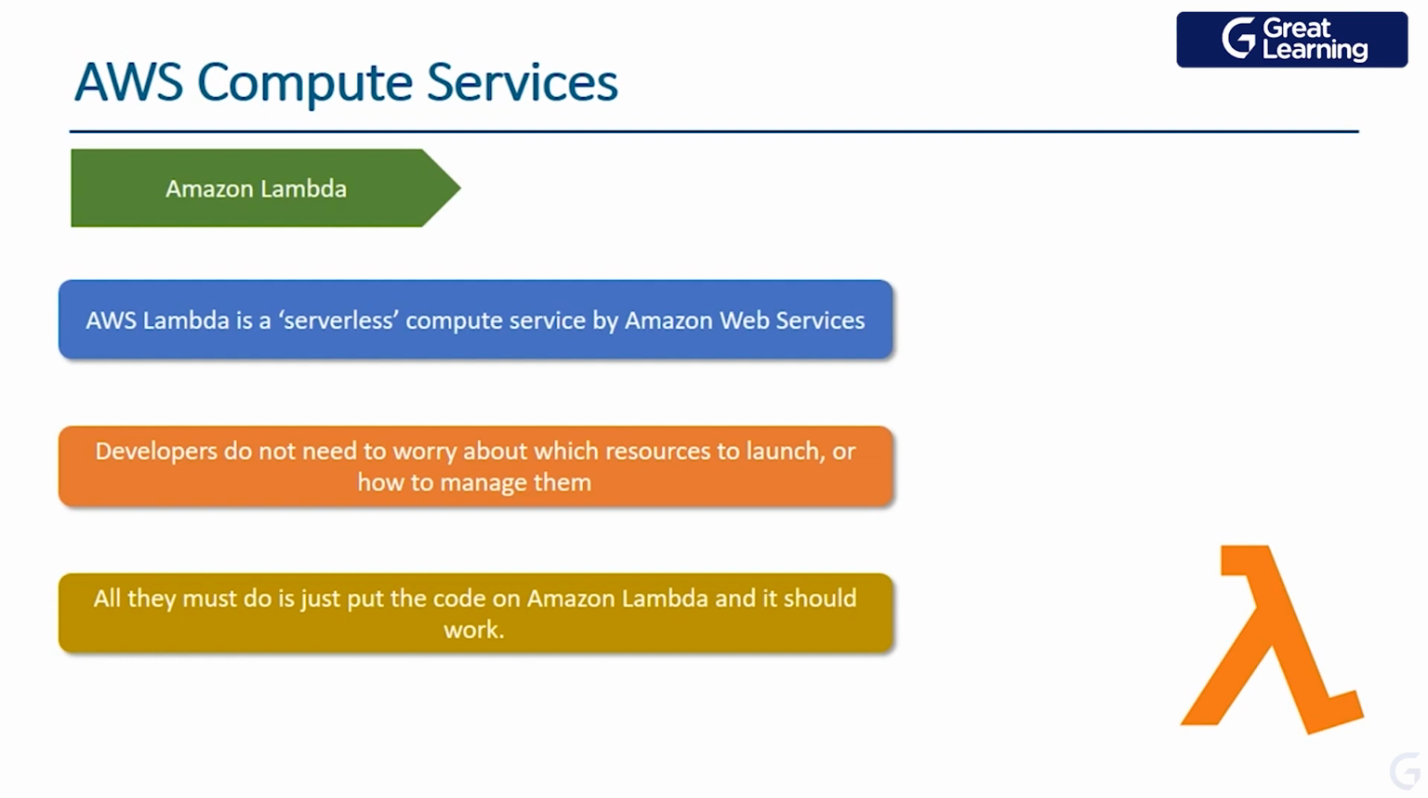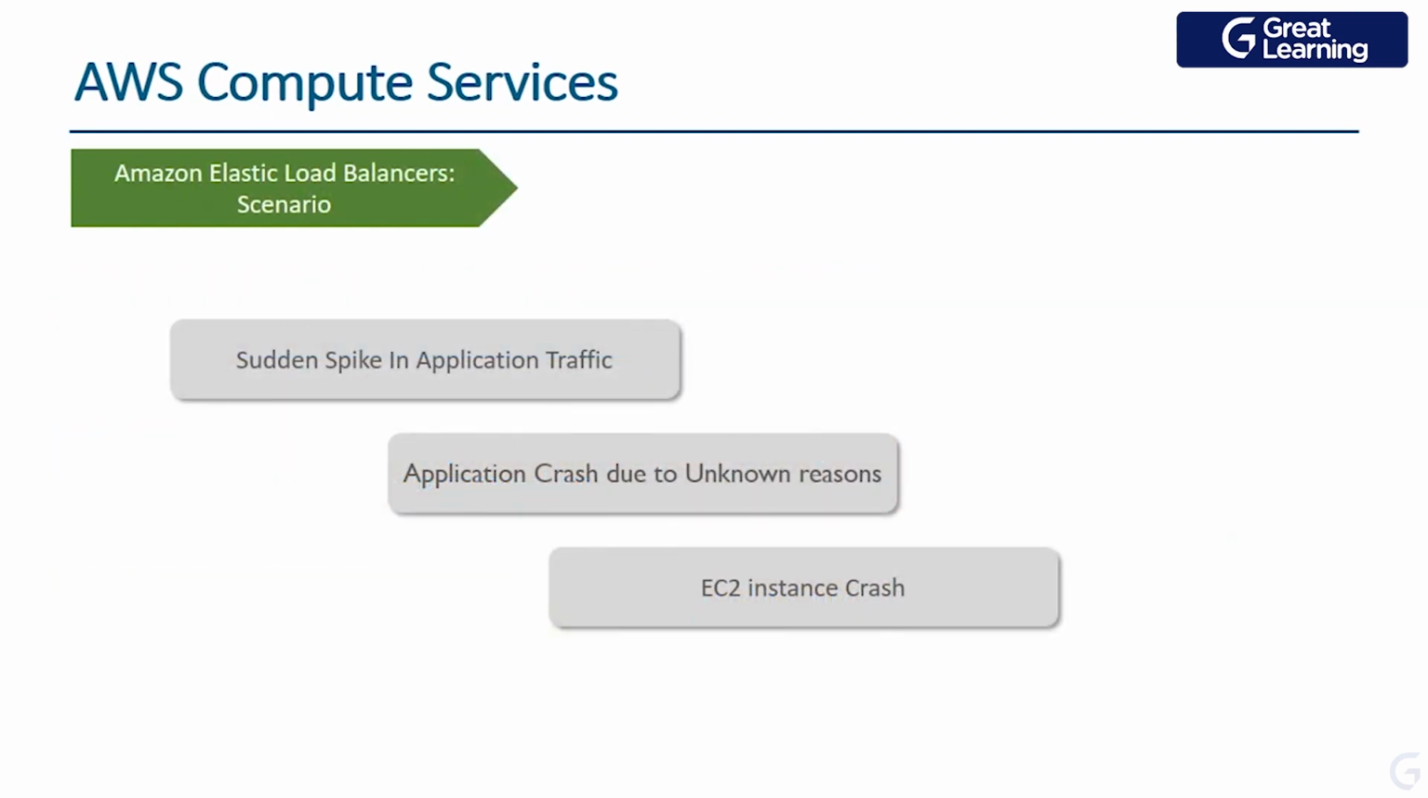Okay. Let us go ahead and talk about the other services that AWS has to offer. One of them is elastic load balancers. Consider this scenario: there could be a situation where your application experiences a spike in traffic. Since there's a spike, your servers could be overloaded and not functioning well. In some cases, your application might even crash for some unknown reason. Or, say, you have a virtual machine where all your data resides and even that crashes. So what do you do in this situation?